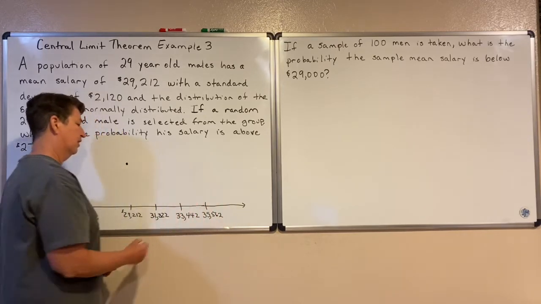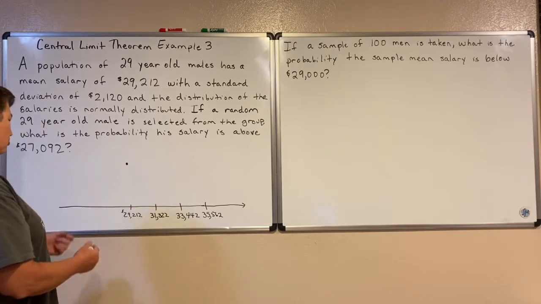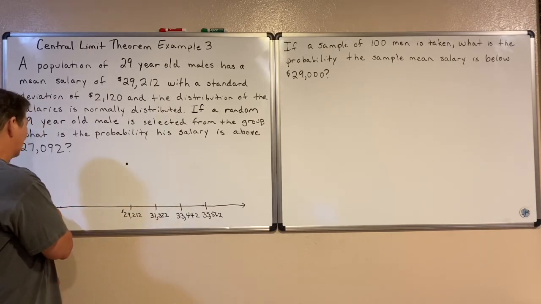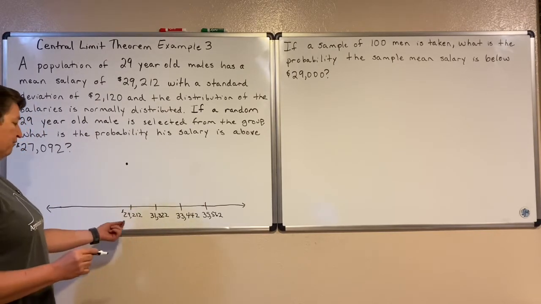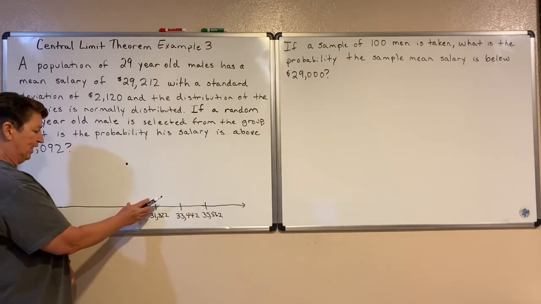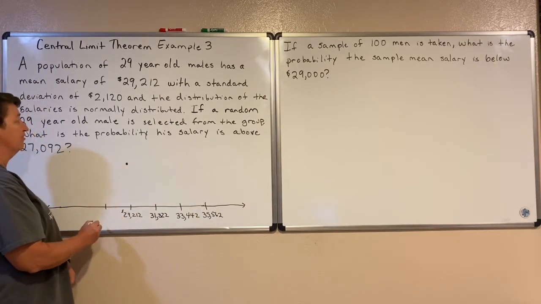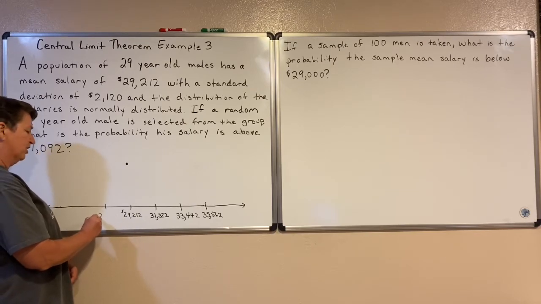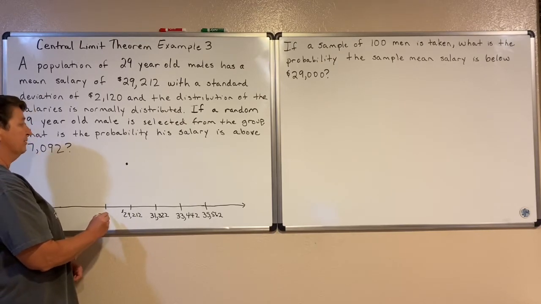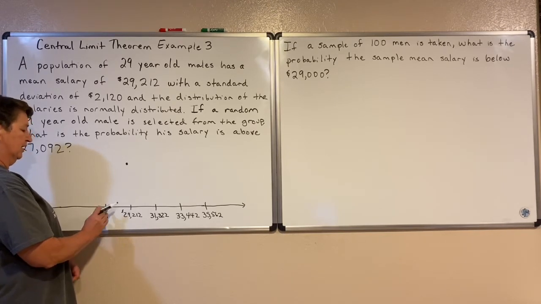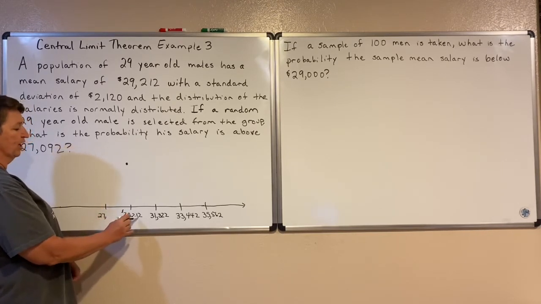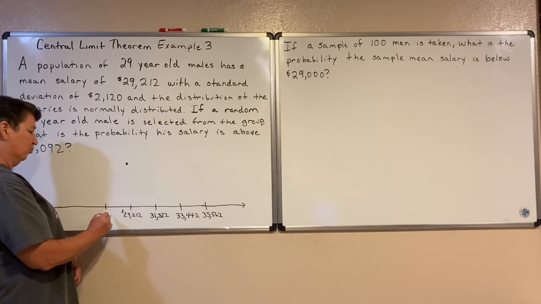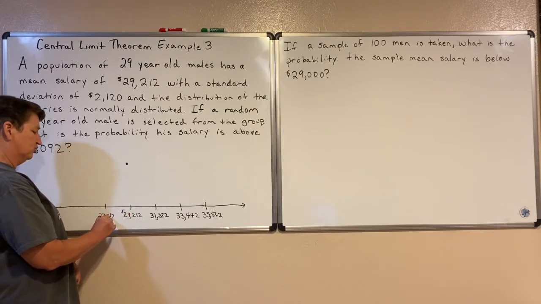Then I'm going to go below the mean. So I'm going to subtract 2,120 from the mean each time, that same distance, that same standard deviation, that same 2,120. Well, now we're at 27,092, or actually, when we go down 20, we need 8 more, so we're at 92.